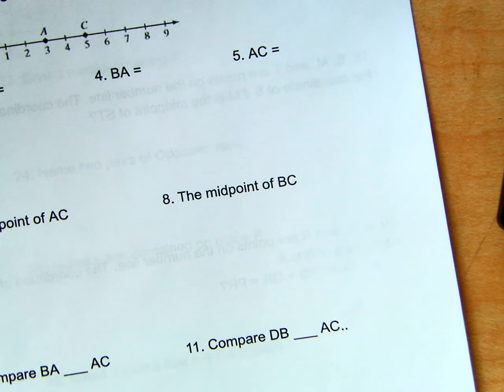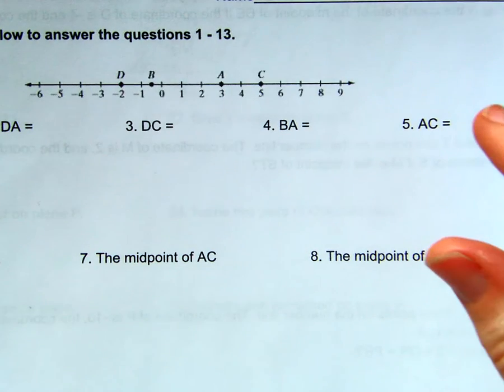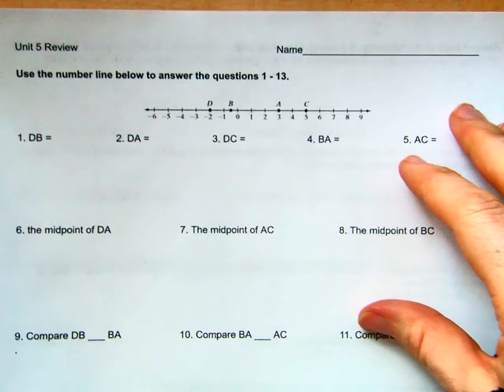Okay, we're going to be looking at the review for Unit 5. If you do not have a copy of this review for any reason, you might want to go to It's Learning and print a paper copy of it.